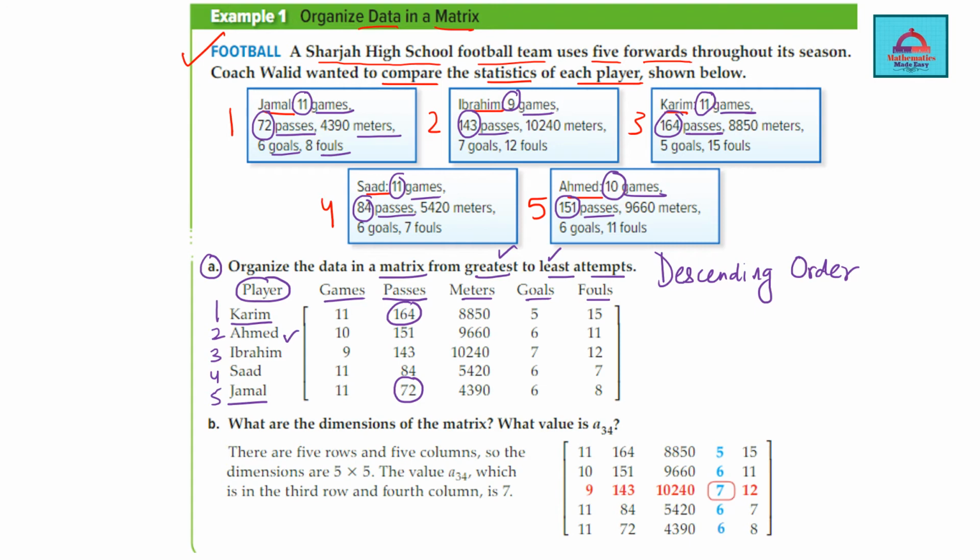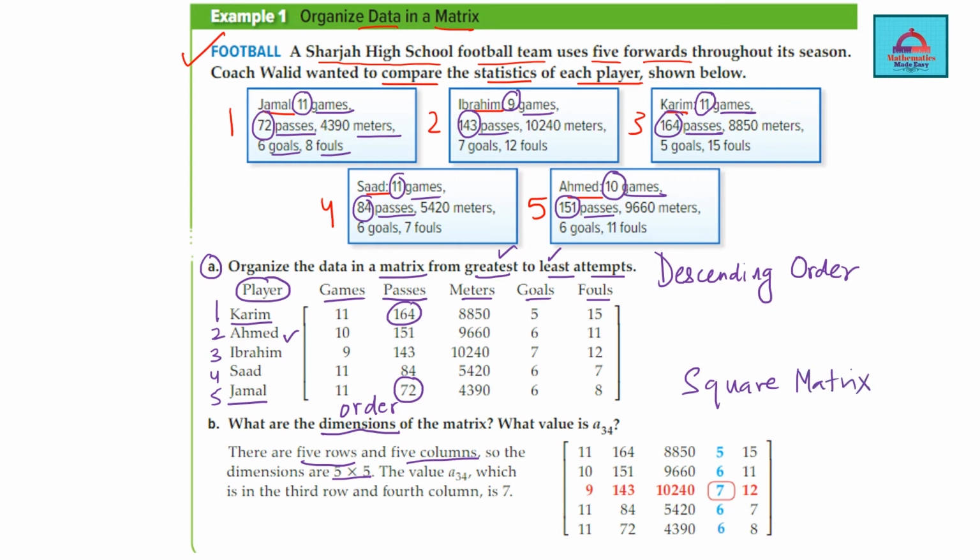Now if I may ask you the next question, what are the dimensions or what is the order? What you do is count 1, 2, 3, 4, 5. So how many rows? 5 rows. How many columns? 5 columns. So think about what should be the name of this matrix. The dimensions are 5 cross 5, and definitely because rows and columns are the same, it is a square matrix.